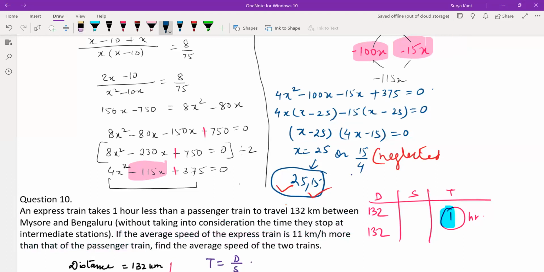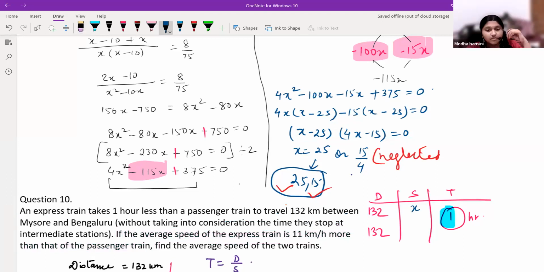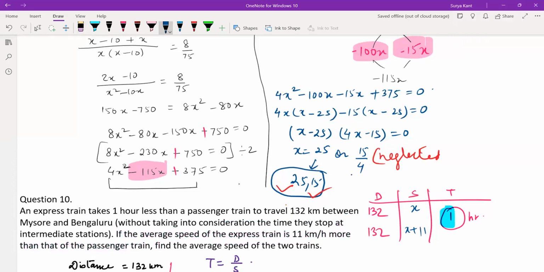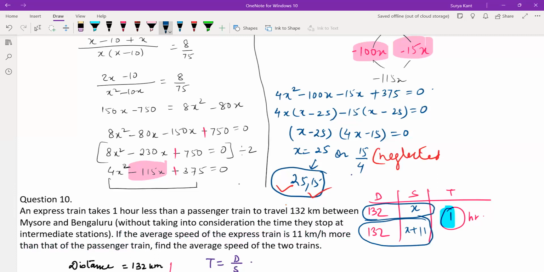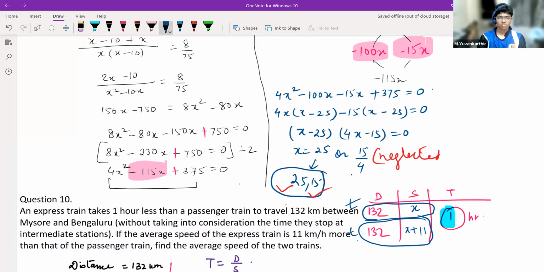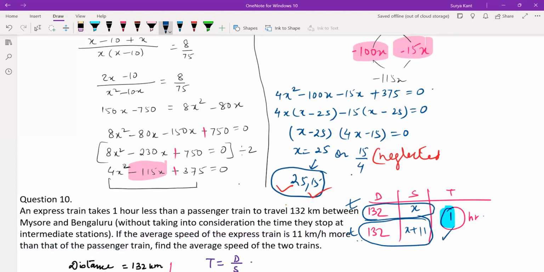Good. The passenger train we take as x, and the express train is x plus 11. Fine. Understood, Ivan? This is for the passenger train. This is for the express train. Yes, sir. The difference between the timing, this timing and this timing, the difference between both the trains is what? 1. That only you have to solve.